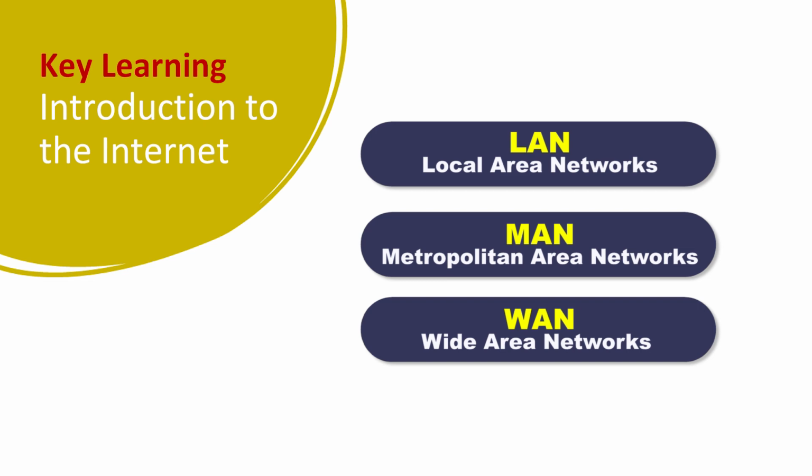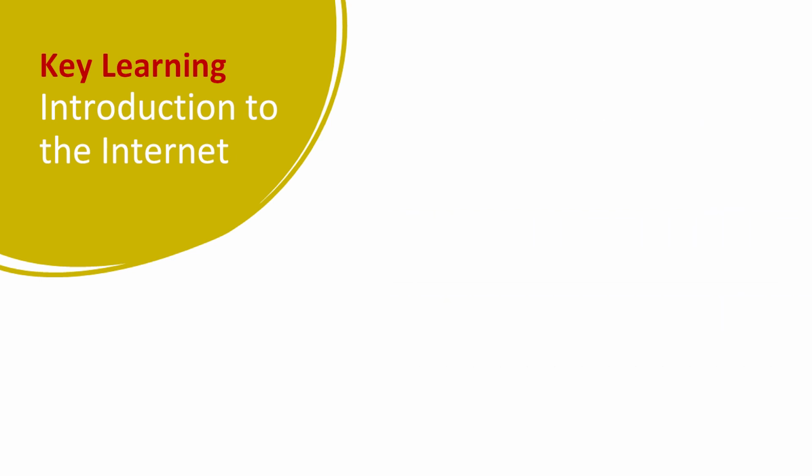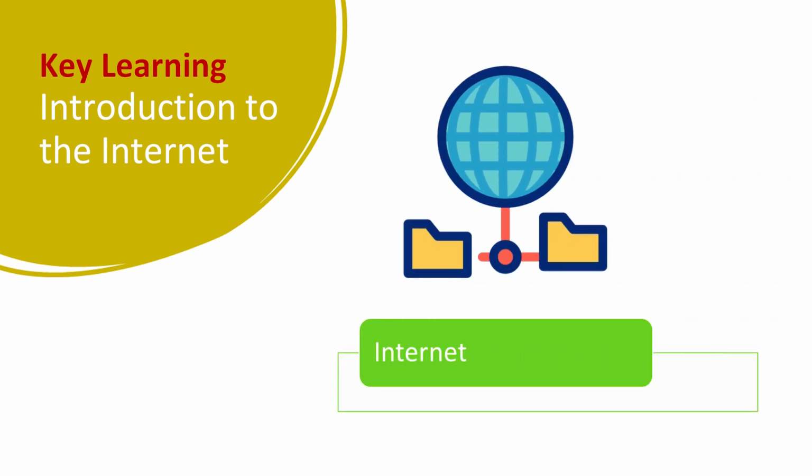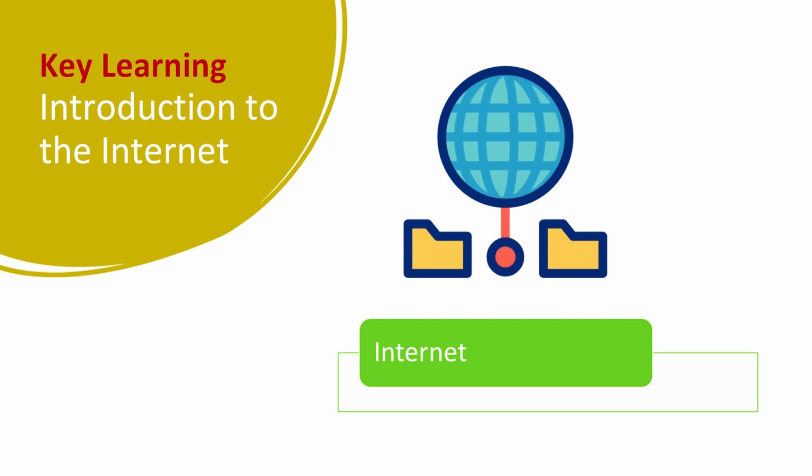The metropolitan area network need not be related to a metropolitan city. Even if a campus has many buildings, and you are connecting the various computers in various buildings within the campus, that could be called a metropolitan area network, MAN. Now let's look at what is the internet. The term internet is a short form of internetworking.